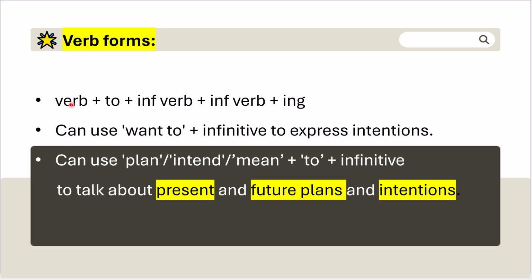That is another form of the verb. That is the verb infinitive. Also here we can use the word want to plus infinitive to express intentions. Also we have another way: plan, intend or mean plus the verb infinitive to talk about present and future plans and intentions. Your plan, your intention, and what you mean. Okay, so let's move on and see more of these infinitives.